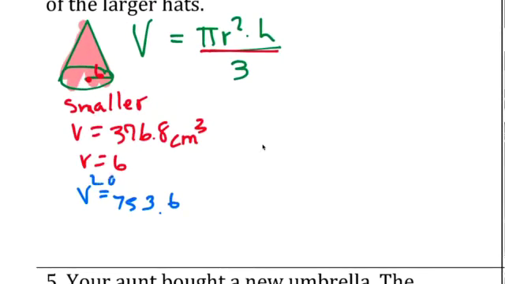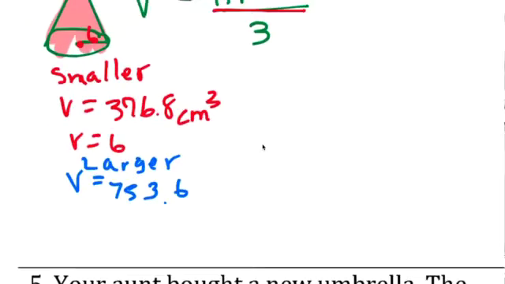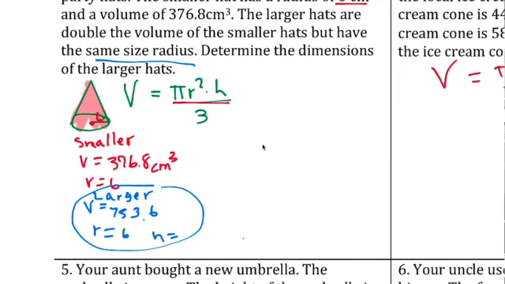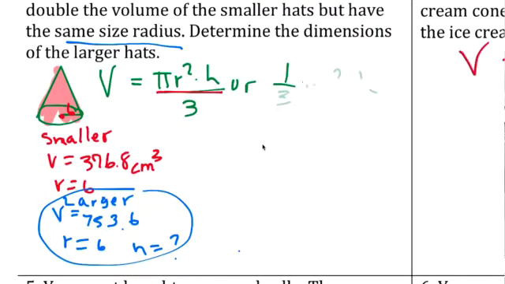That's the larger one, okay? But the same radius, so the radius is still 6. Determine the dimensions of the larger hat. So we want to find the height of the larger hat, the missing height. We know the volume formula of a cone is pi r squared times h divided by 3, or you also hear one third pi r squared height. I like to use divide by 3 because it's a third. It means the same thing, okay?